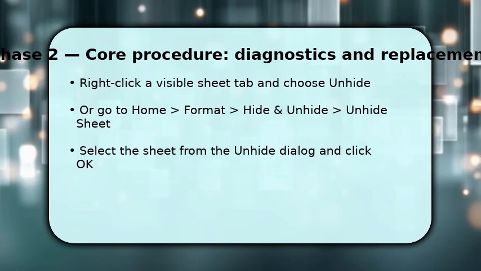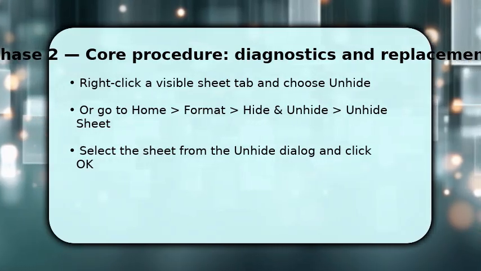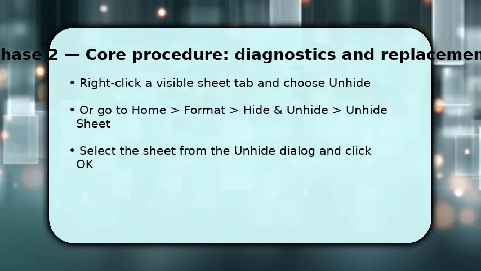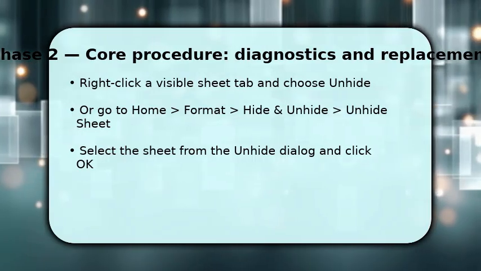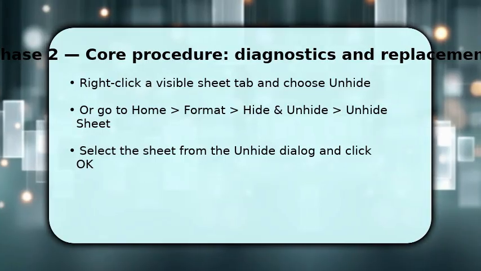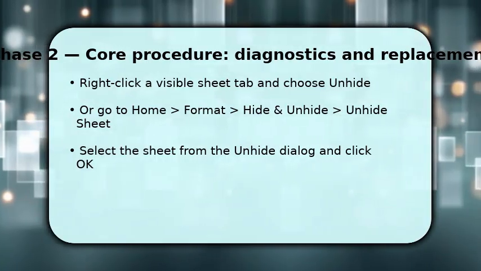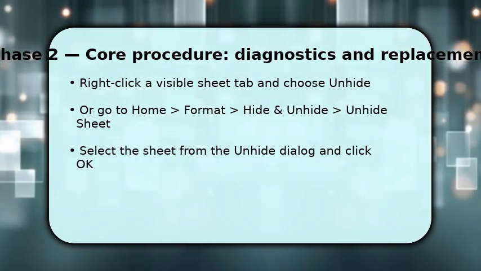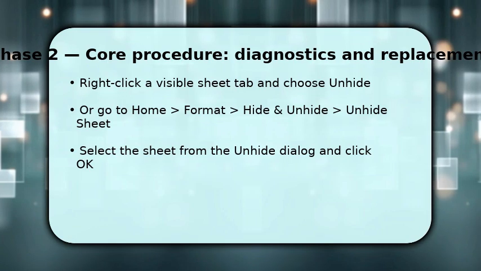Once the Unhide dialog appears, read the list. It shows only sheets currently hidden. Select the sheet name you want to restore and press OK. This immediately returns the sheet to the tab row, visible and editable. Make sure the sheet isn't set to Very Hidden in VBA, which requires a different approach.